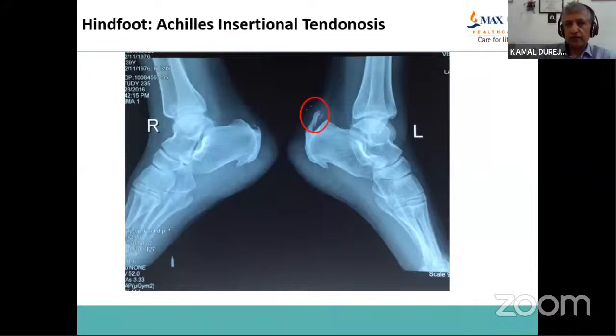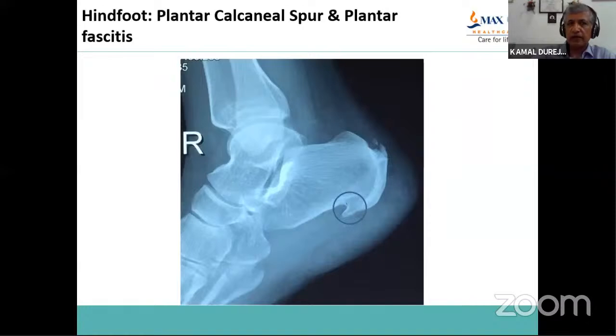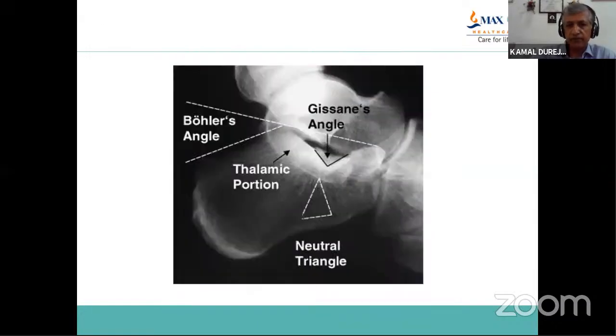Calcification on the posterior aspect of the calcaneus like this is always suggestive of degenerative Achilles insertional tendinosis, and the calcification happening in the distal part of the Achilles tendon. So with posterior pain and this presentation, this is the diagnosis which comes to your mind. Similarly, with plantar heel pain, you see this big spur on the plantar aspect. So these are associated with plantar fasciitis.